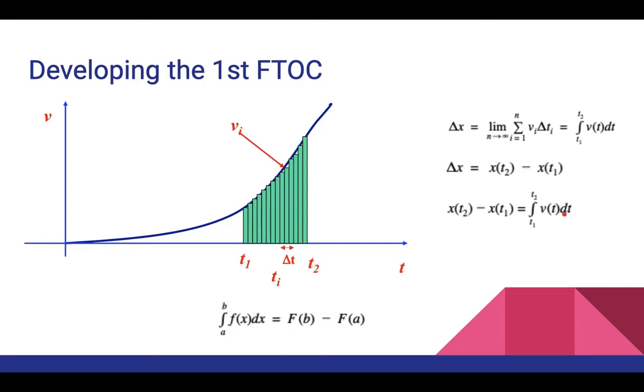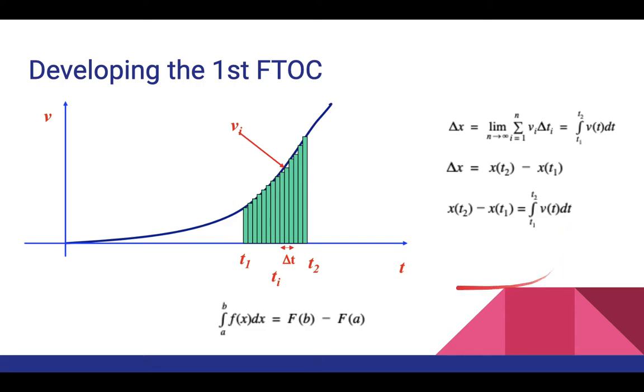So what we can take note of right here is that velocity is the derivative of position, and hence, as a result, position is going to be the antiderivative of velocity. So what this tells us is that the change in an antiderivative of a function, say our antiderivative is x, is going to be equal to the definite integral of that function over a specific interval of interest. In this case, our function being the velocity function.